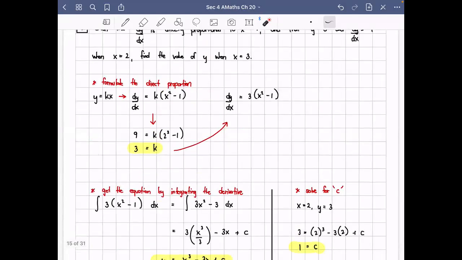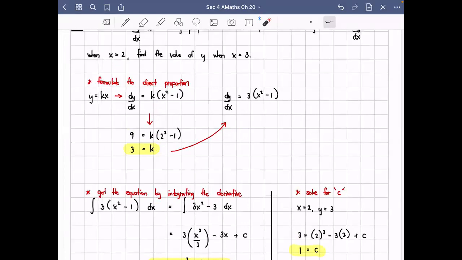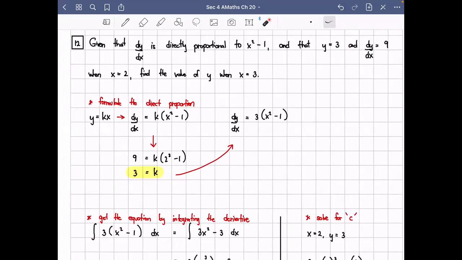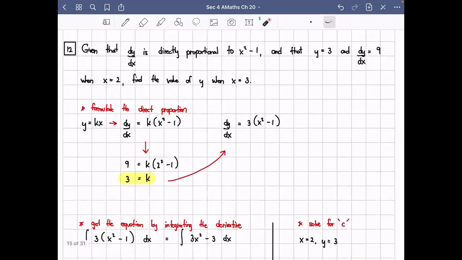Now my explanation here is a little elaborate, because I want you guys to identify the step-by-step process. Again, if it's directly proportional, your formula should look like this. So applying it here in the first statement, the derivative of y is equal to k times (x squared minus 1). So what do we do when we have proportions? We always solve for the constant first, or k.